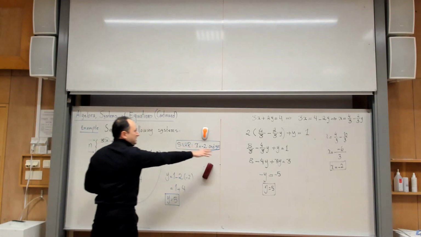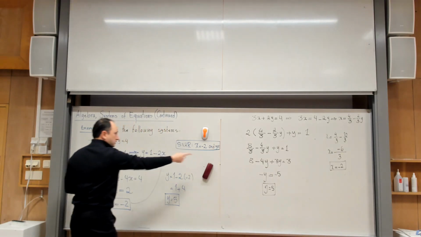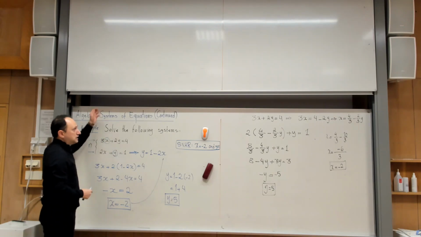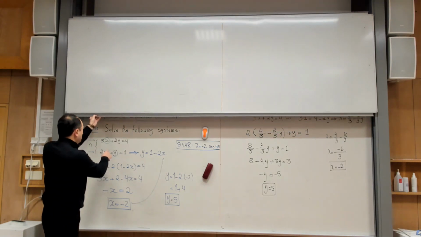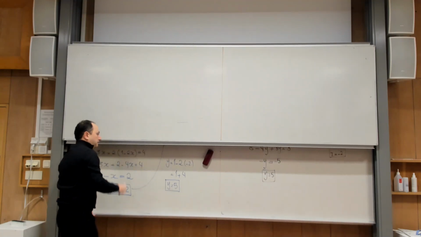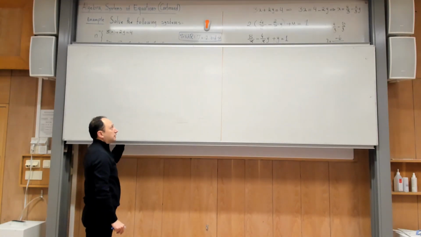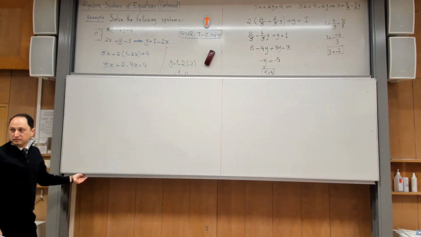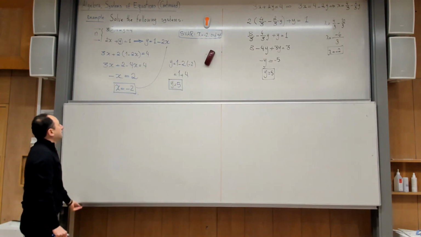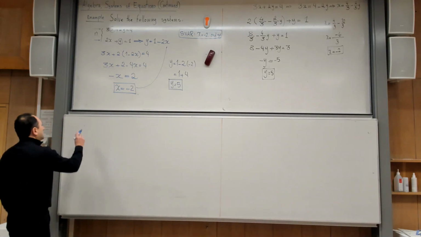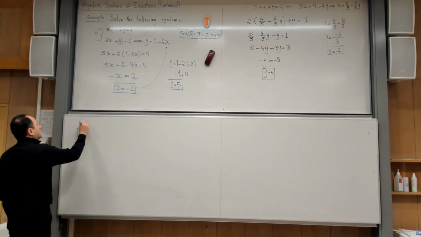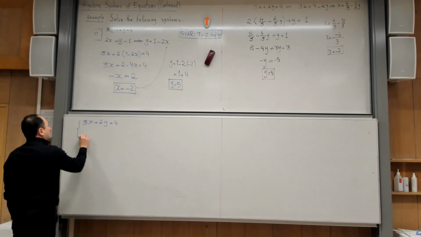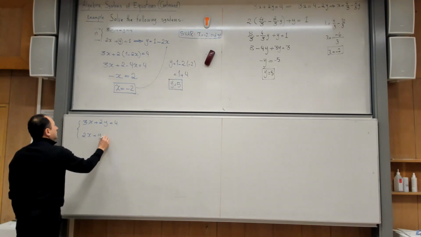So I wouldn't call it a second method. Both methods are the substitution method, but let us change the strategy a little bit. Sometimes it is easier. Okay, so let me take this system with me. Let me write the system again here. So I have 3x plus 2y equals to 4, and I have 2x plus y equals to 1.